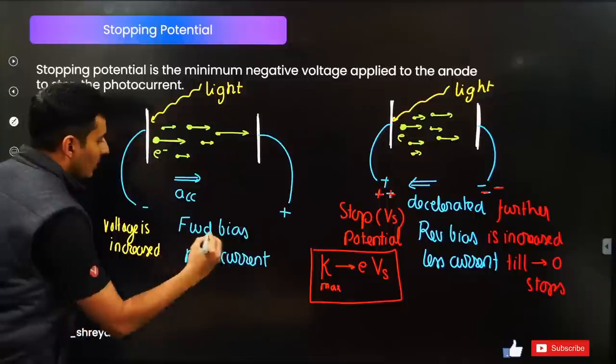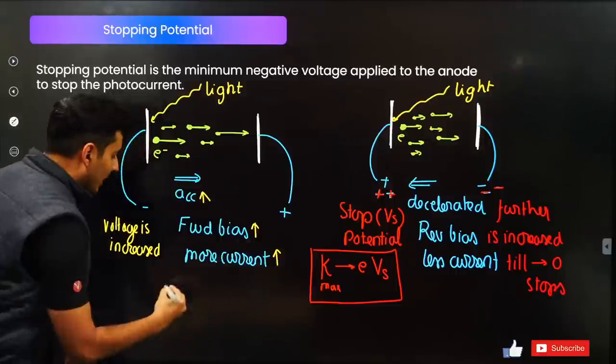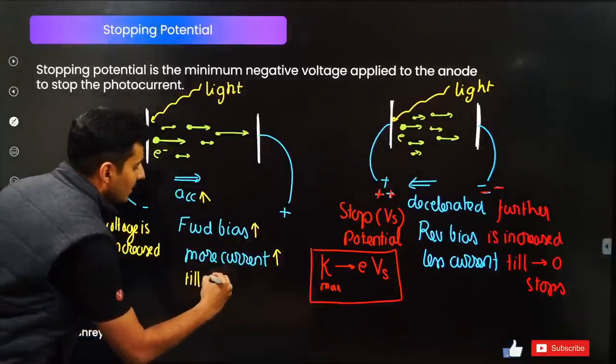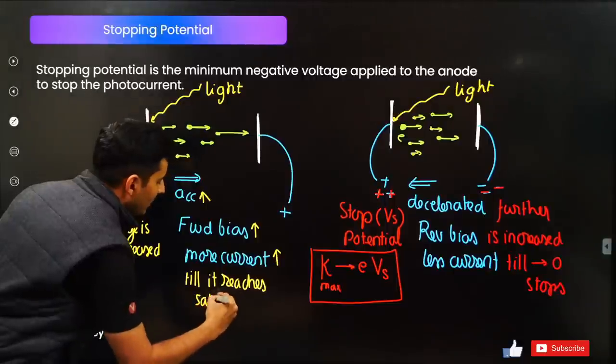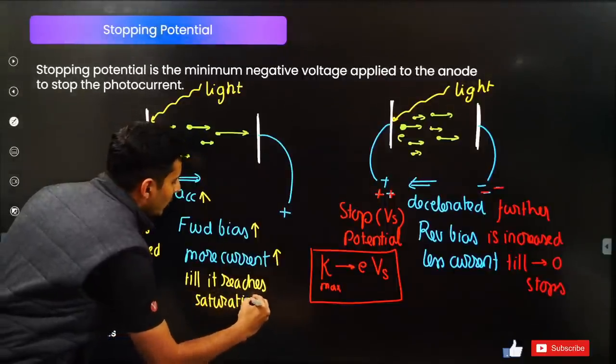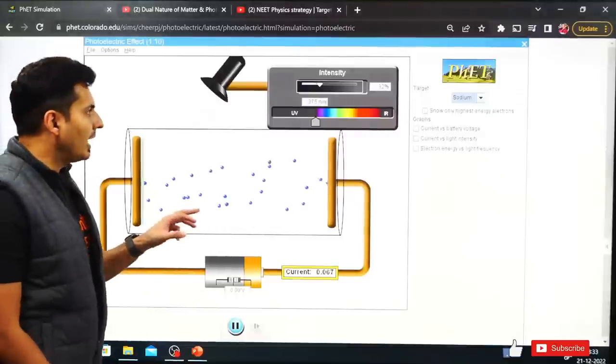So if in forward bias, for some reason, the voltage is increased, then what will happen? Forward bias is increasing, acceleration will increase, more current, but till it reaches some kind of a saturation. Don't believe me? Okay, I will show it to you right over here.